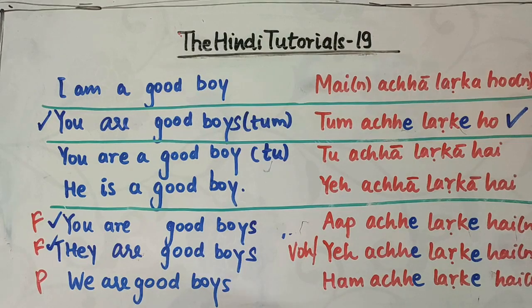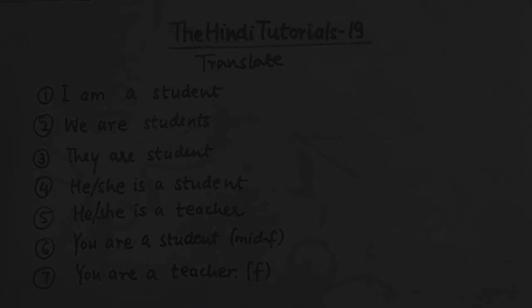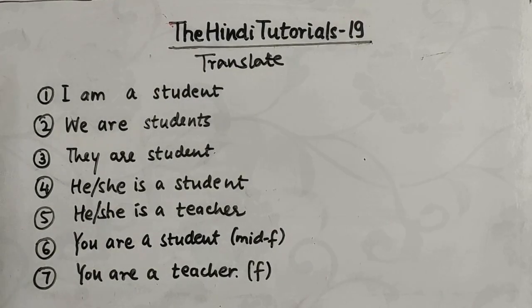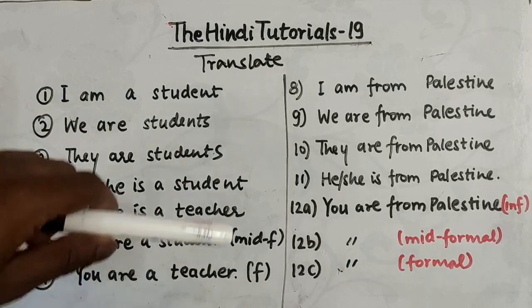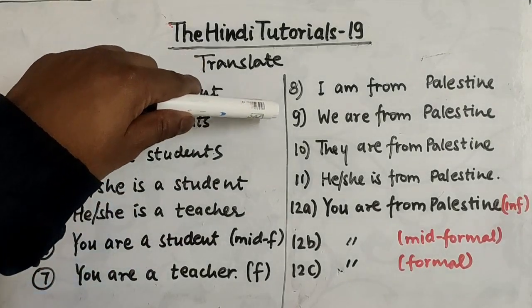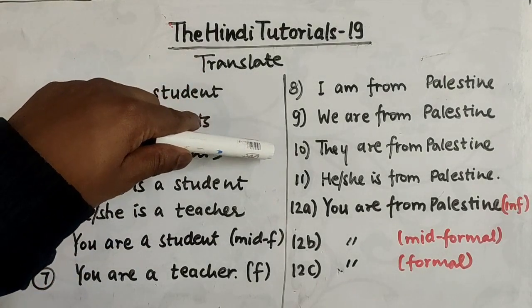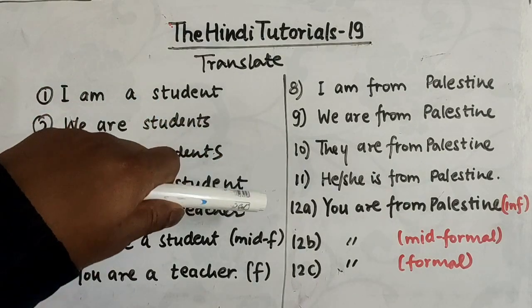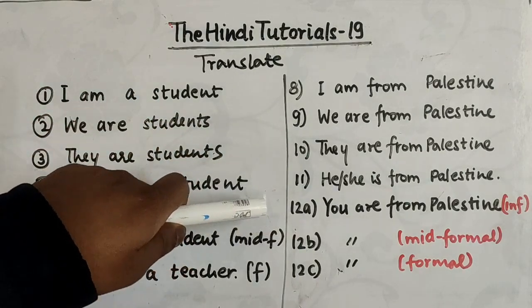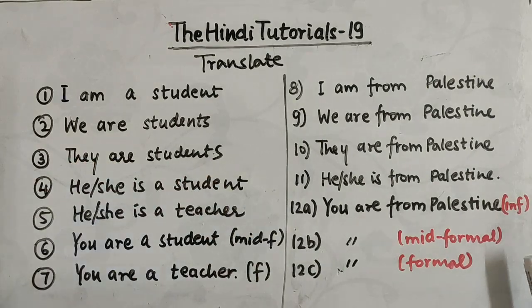Now comes the time for homework. So here is your first set of sentences. Here you can see 7 more sentences. I am from Palestine. We are from Palestine. They are from Palestine. He or she is from Palestine. And the next 3 are you are from Palestine. Informal, mid-formal and formal.